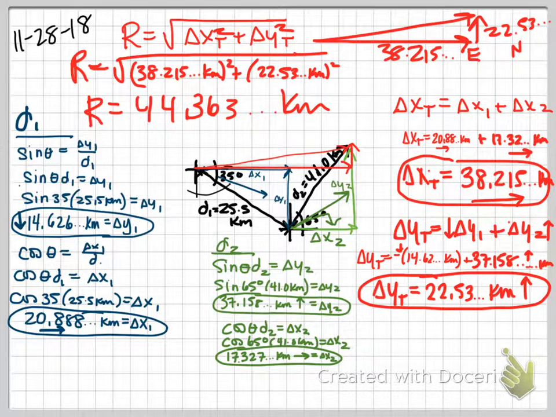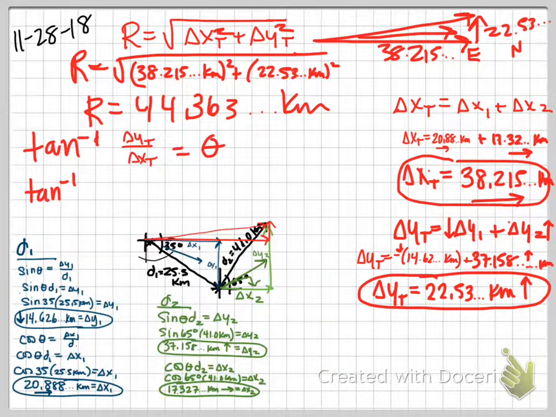Aren't these fun? You still have to find the heading. So for heading, this is where this really helps me. My delta y is my opposite. My delta x is my adjacent. Okay, so I've written out that the inverse tangent of delta y total over delta x total equals theta. Let's get some actual numbers.